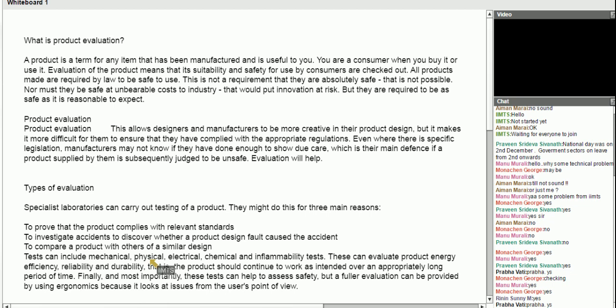Now, there is a study called ergonomics, right? So many companies do these studies for product evaluation. In that, they examine the product from the user's point of view more minutely. Clear, everyone?